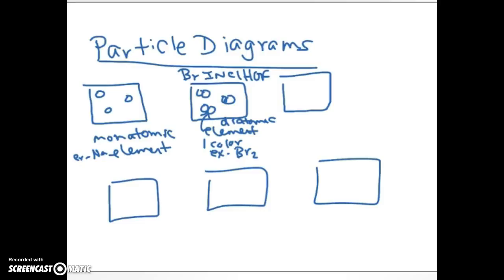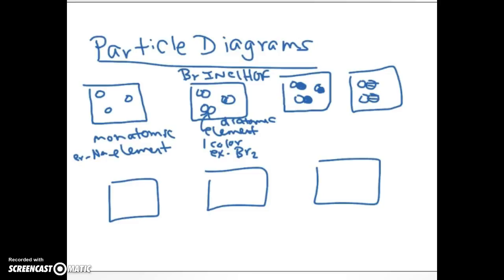Now let's look at a compound. A compound is two or more elements chemically combined, so we're going to represent it with two different colors or two different patterns. Whereas the element had one color, a compound has to have at least two different colors, and we're going to show that they're attached. So this could represent a compound. Could also show a compound like this.